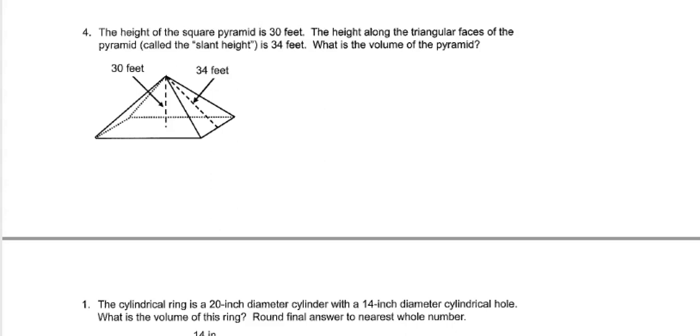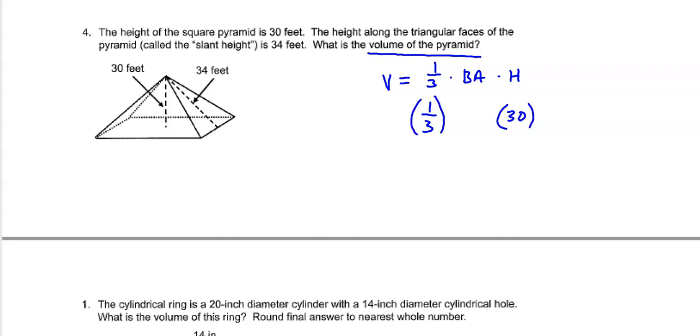Height of the pyramid is 30. The height along the triangular faces, called the slant height, is 34. What is the volume? All right, so again, always start with your generic formula. Volume of a pyramid, since it's got a point, it's 1/3 base area times height. So the 1/3 stays there. The height is 30. That's nice. And the base area is what we've got to figure out.